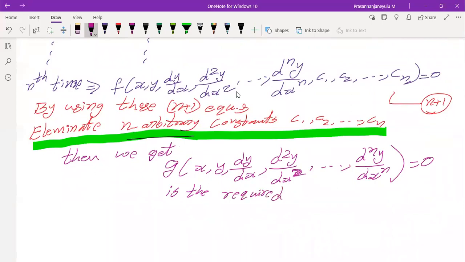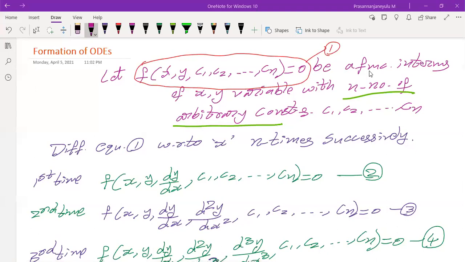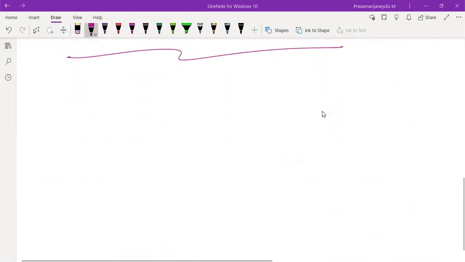Required ordinary differential equation. So this is the way of formation of an ordinary differential equation. Now, if I am giving you a function in terms of two arbitrary constants, then we have to do differentiation 2 times with respect to x. Then from the given equation and the 2 equations we get after differentiating, from these 3 equations we have to eliminate the two arbitrary constants. Then the reduced equation is called the differential equation of the given function.